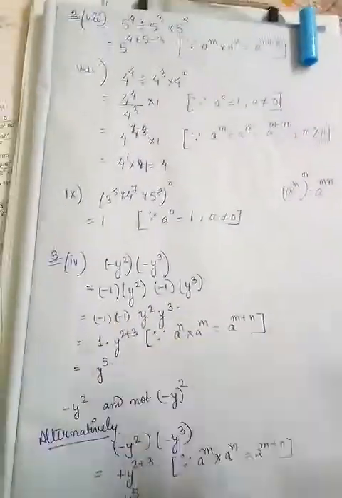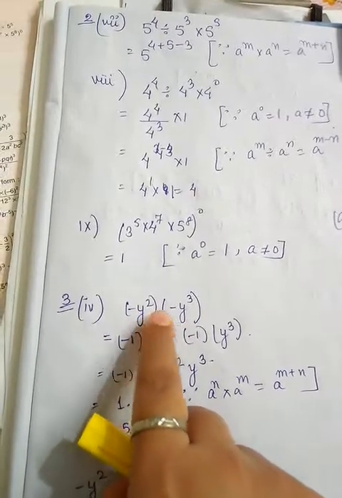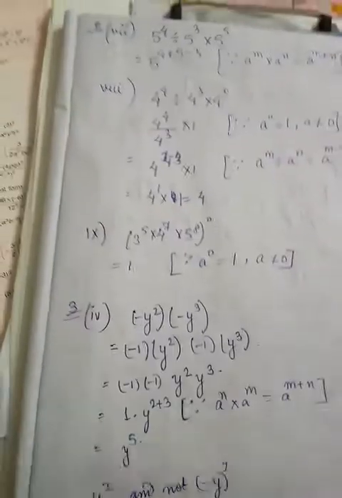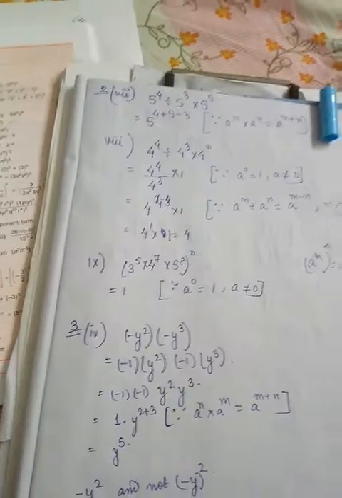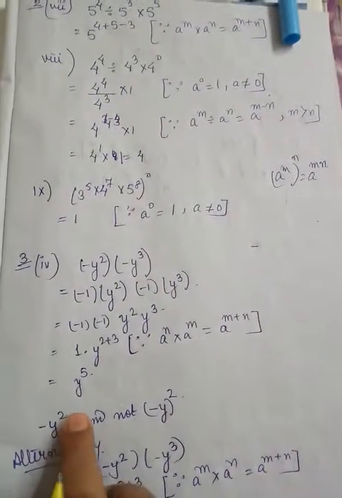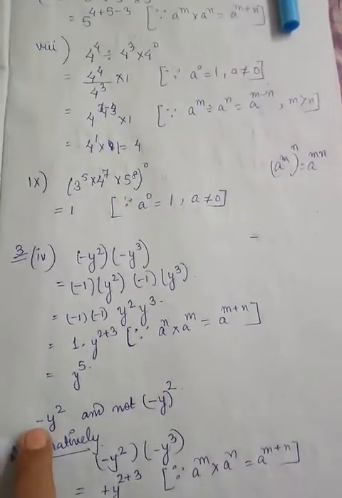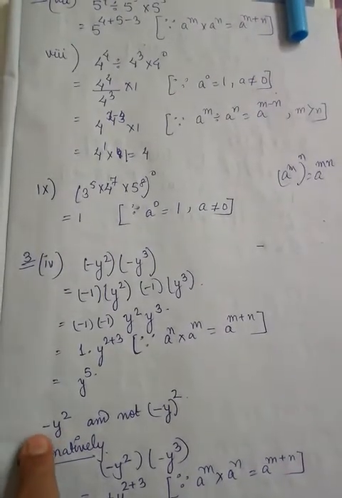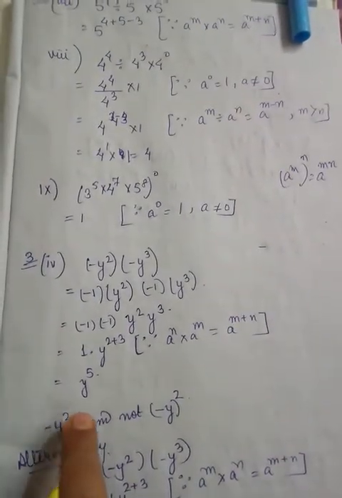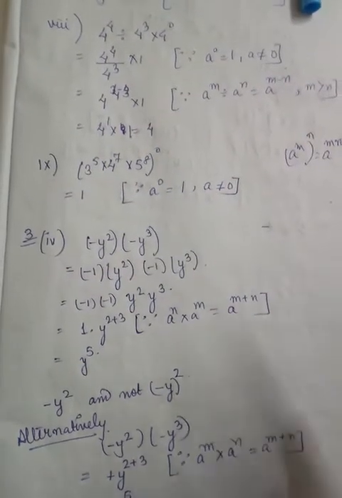Now the question that I want to discuss with you is question number 3's fourth part, like minus y square into minus y cube. Now an important thing which you must remember is that it is minus y square and it is not minus y whole square. That means there is a negative sign with y square, that is, y square is negative. But if it were minus y whole square, it would be minus y into minus y, so it is y square.